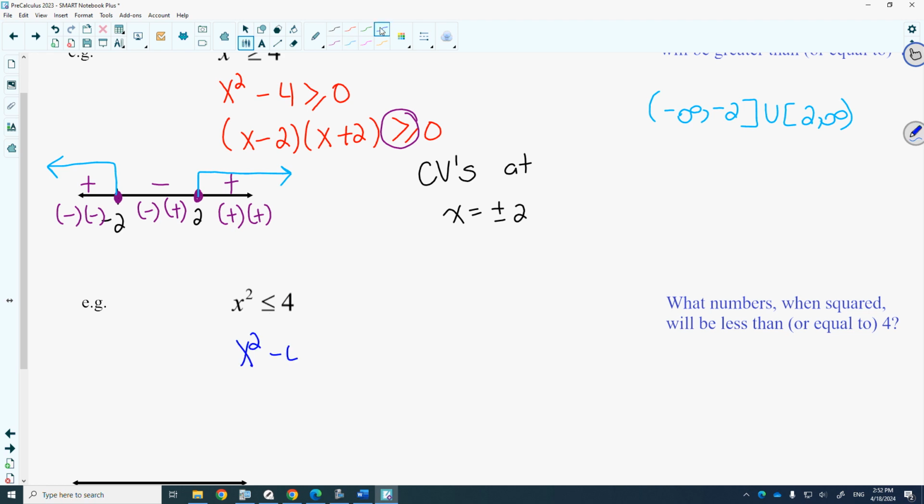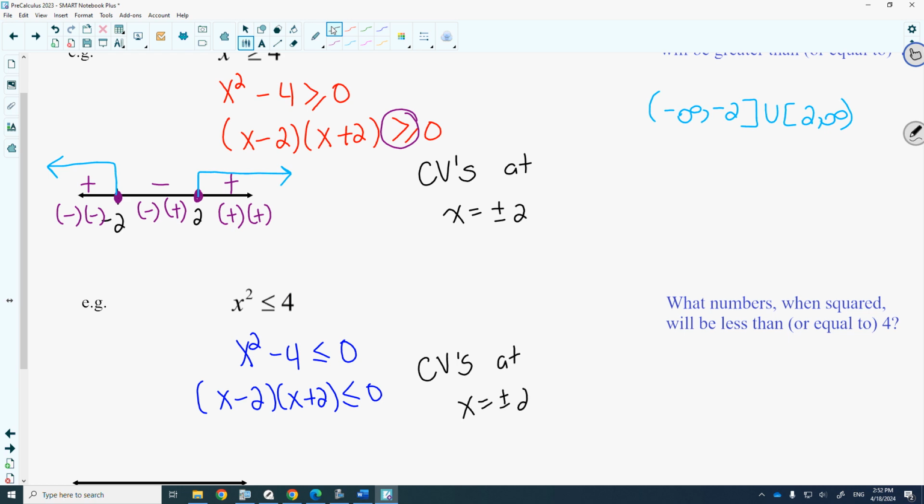X squared minus 4 is less than or equal to 0. Difference of squares, less than or equal to 0. We've got the exact same two critical values. We would put it on a number line, and I actually have the number line done already. Now I'm looking for where the solution is less than 0. So that would be this interval. So it would be from negative 2 to 2. Okay, that would be the answer there.